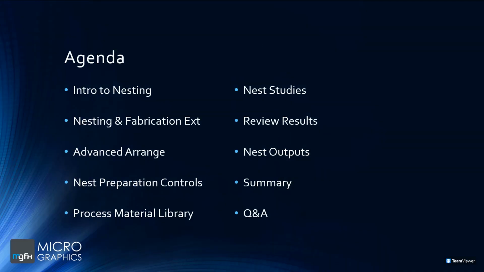So on today's agenda, we'll be having a look at a short intro to explain what the term nesting refers to and why a company would want to use it. We'll then have a look at the extra features the nesting and fabrication extension will give you once you've unlocked that extension. This will include in-depth slides on the following sections: the advanced arrange tool and the nesting preparation controls. Those would both be in the design environment. And then once you go into your manufacture workspace, how would you set up your process materials library, how to create a nesting study, reviewing the results of that study. And we'll look at exporting the results, having a look at the possible nesting outputs. We'll then close off with a summary and Q&A session.